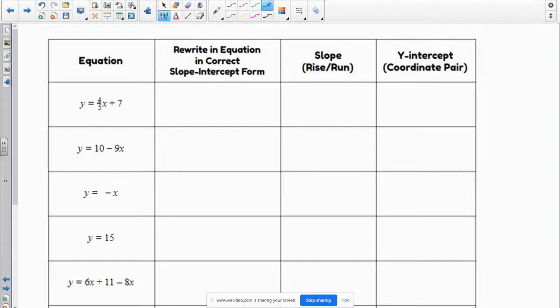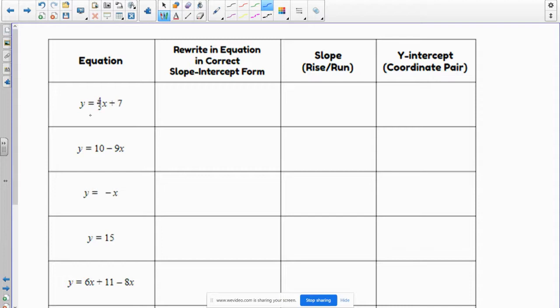Looking at these equations here, we're just going to notice the columns. The first one is just the equation that's given. The second column is to rewrite the equation in correct slope-intercept form. The third column is slope, which is rise over run. And the fourth column is the y-intercept, which we're going to write as a coordinate pair.